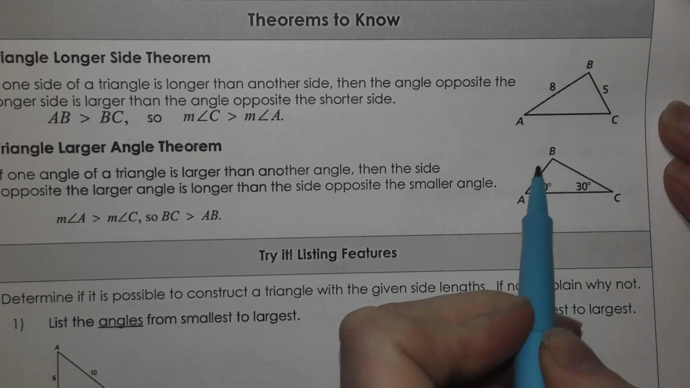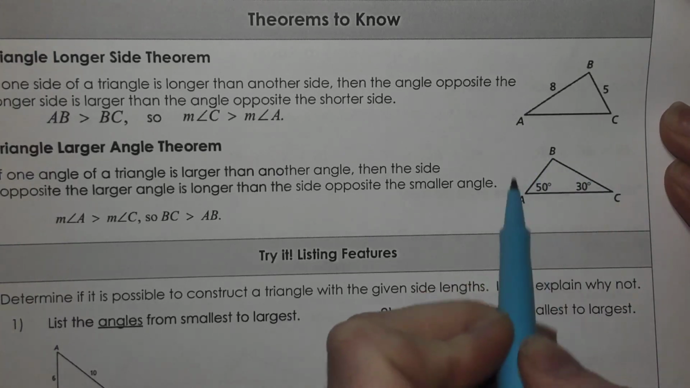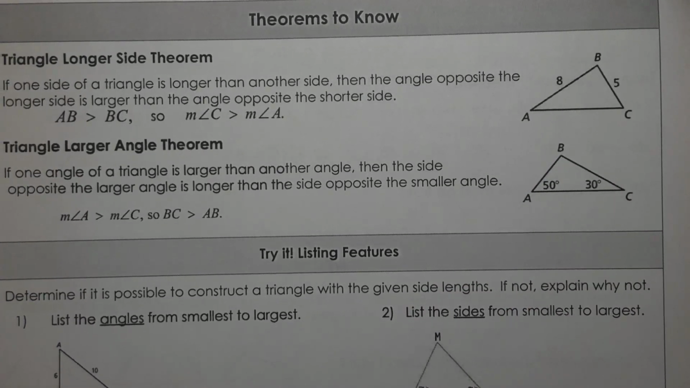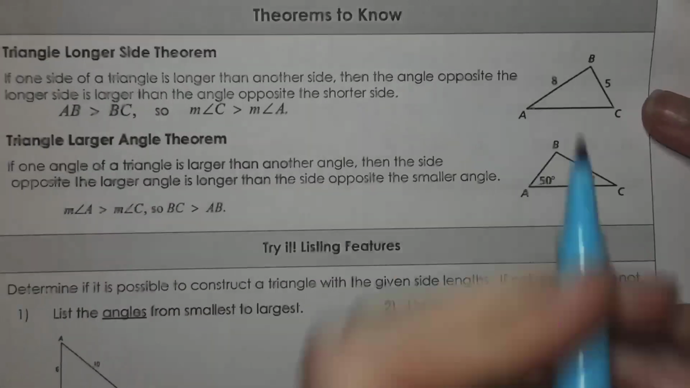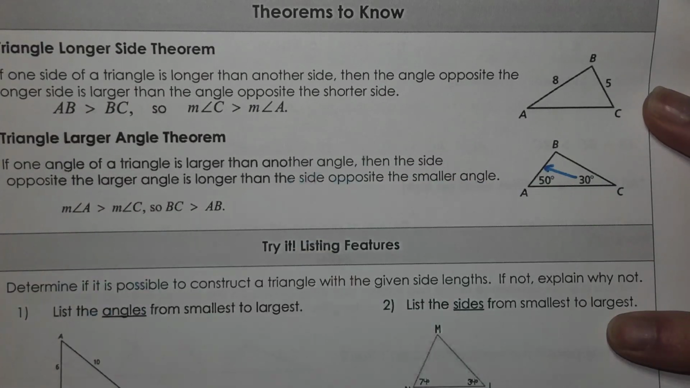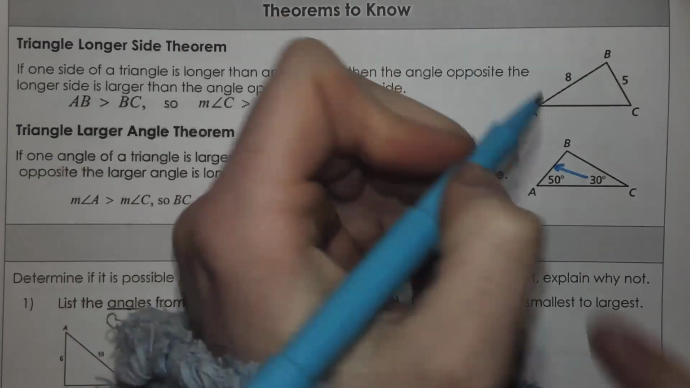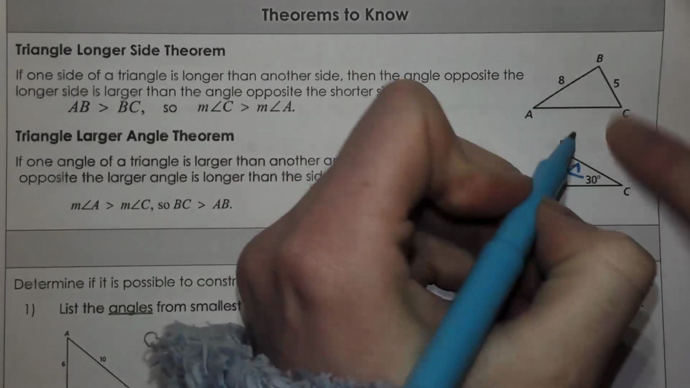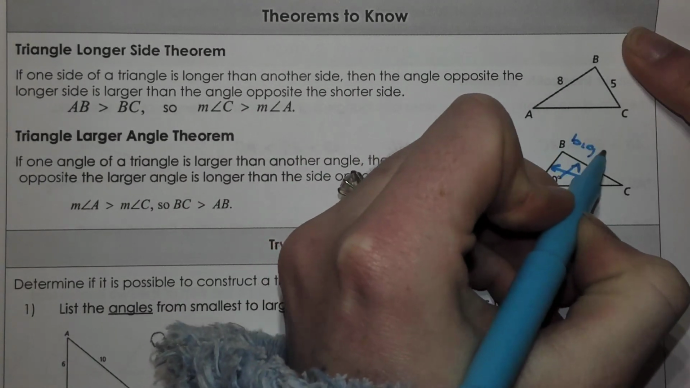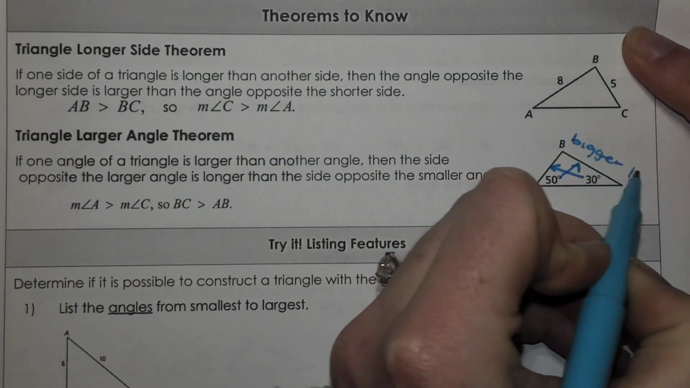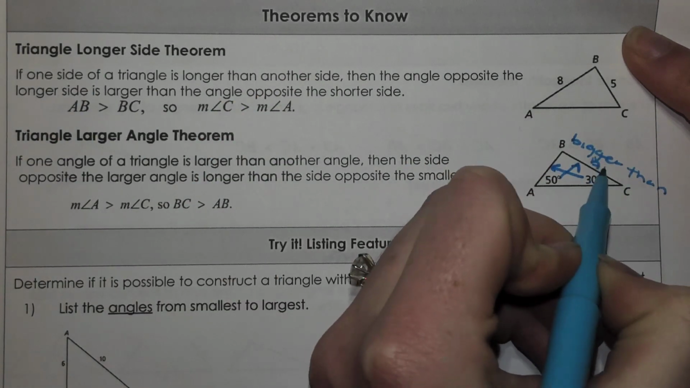which angle, or which side is going to be the smallest? AB, because that angle's 30. And then, this side opposite the 50 is going to be bigger. I'm just trying to write it in the picture. Bigger than AB.